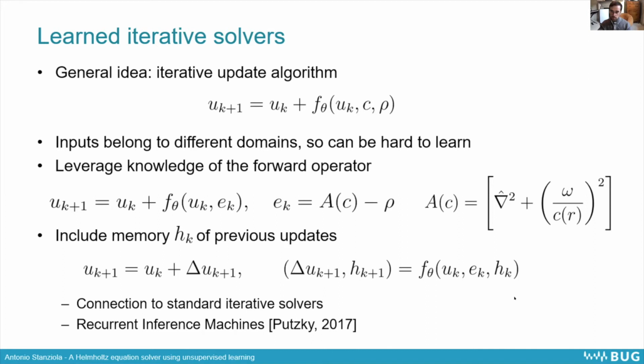Now the neural network is going to give two different outputs. One will be the update of the wave field that we apply as we have seen before, and the other will be the hidden state for the next step. This has a connection with other work done for imaging, inpainting, and denoising, which comes under the name of recurrent inference machines, and they do something fairly similar. The main difference is that in that case, they don't feed the residual vector, but actually feed the gradient of the loss function. But anyway, this will be the shape of the update that our network does.